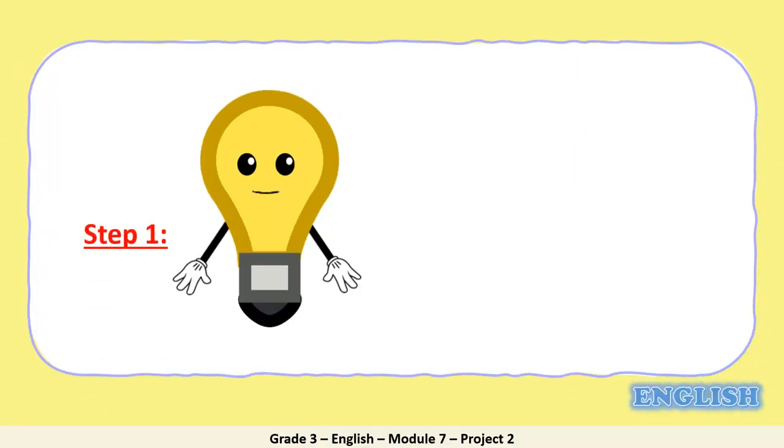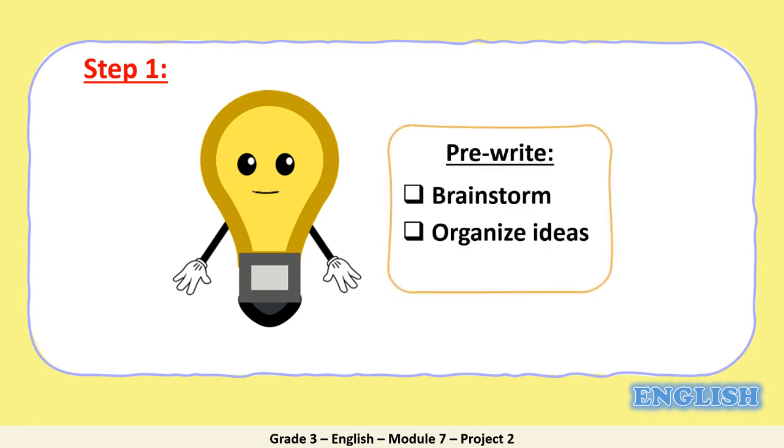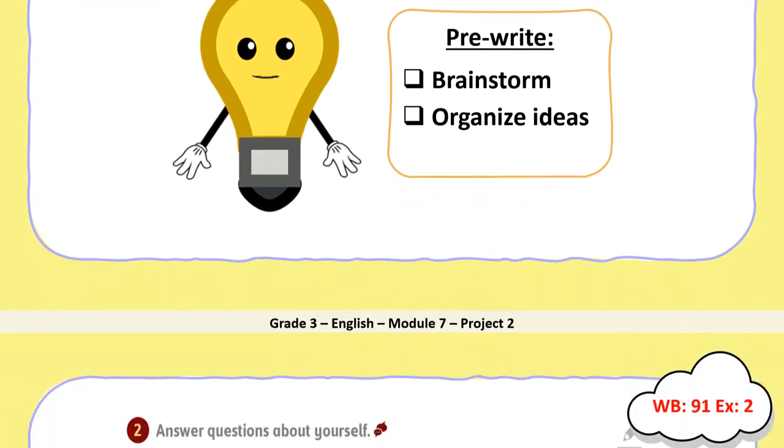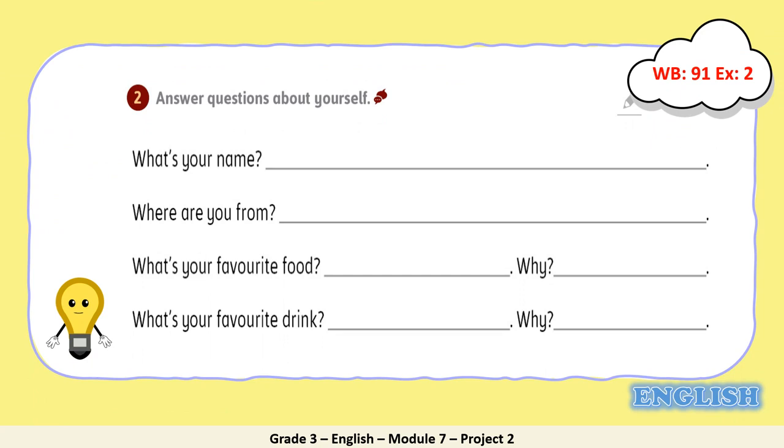Step number 1 is pre-write, the brainstorming. In this stage, you are going to think about your topic, look at the helping questions, and brainstorm ideas. Let's start. We will read the helping questions to organize our ideas. We will write down our answers here in Workbook 91, Exercise 2. Remember, this is not the final writing, so we don't have to write full sentences yet. We can use small words, phrases, or short sentences. Ready to start?